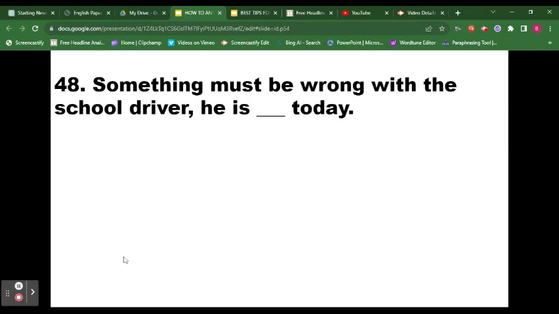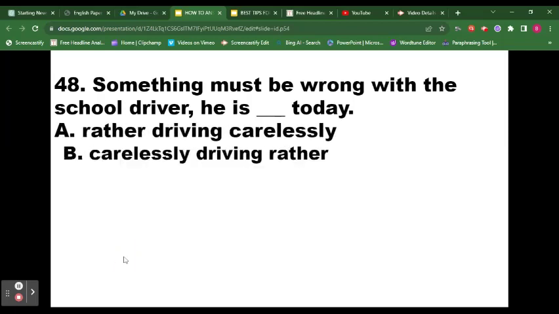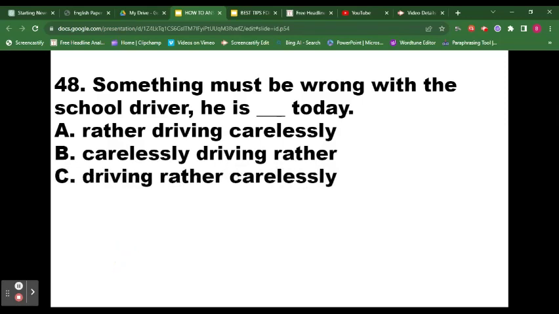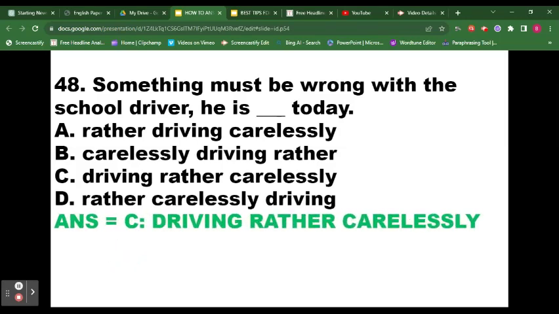Question 48. Something must be wrong with the screwdriver. He is dash today. A, rather driving carelessly. B, carelessly driving rather. C, driving rather carelessly. D, rather carelessly driving. The correct option is C, driving rather carelessly.